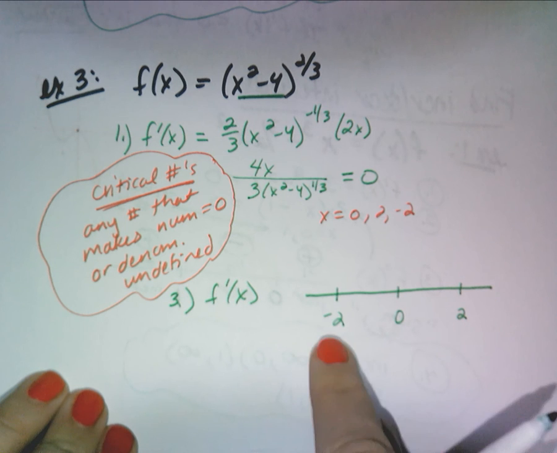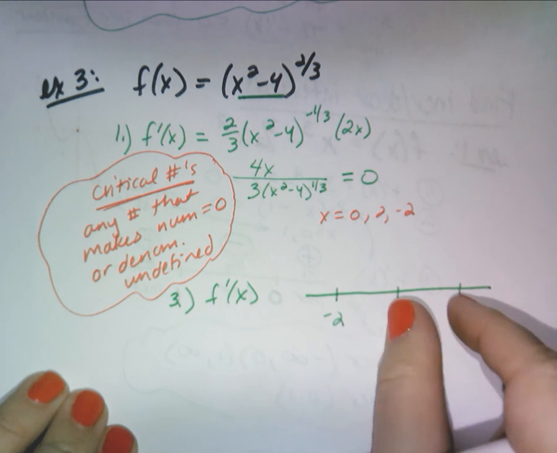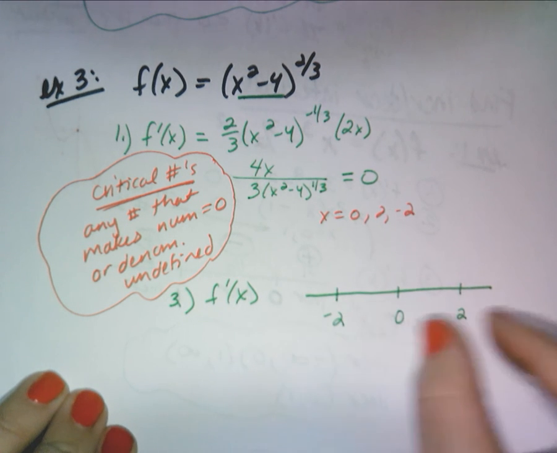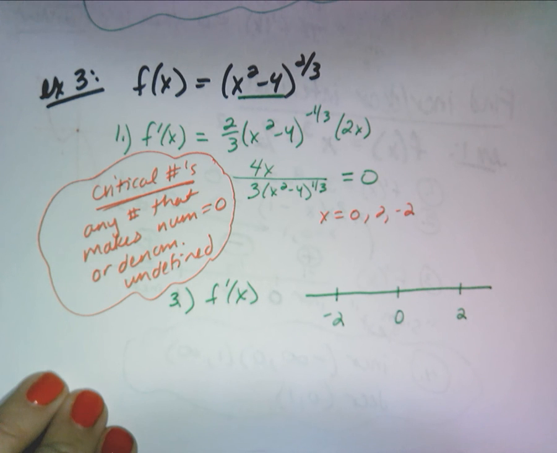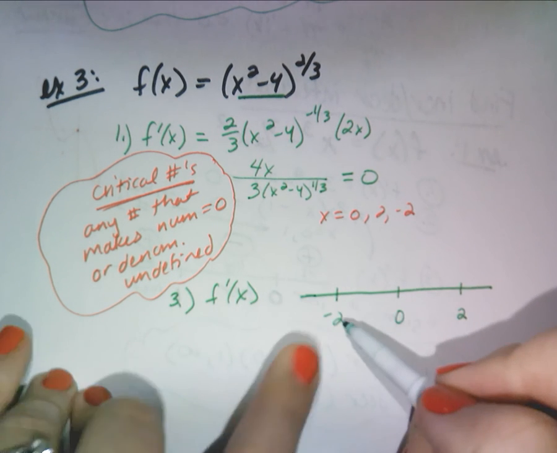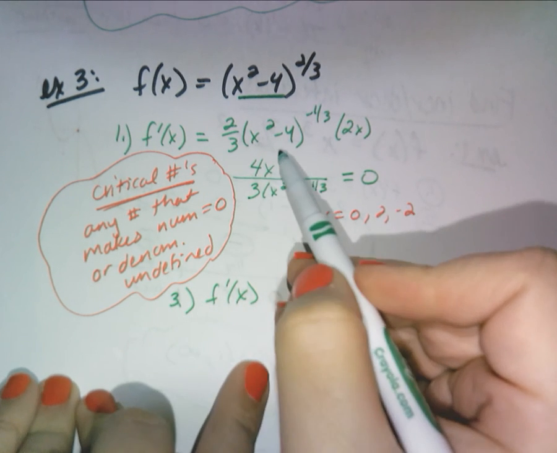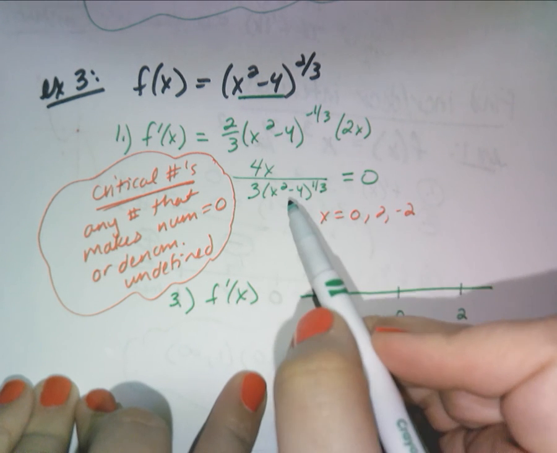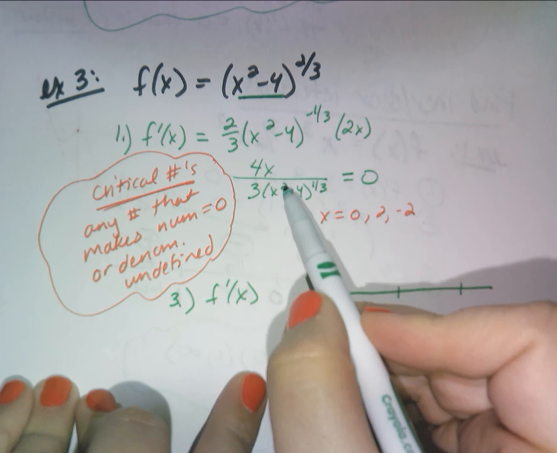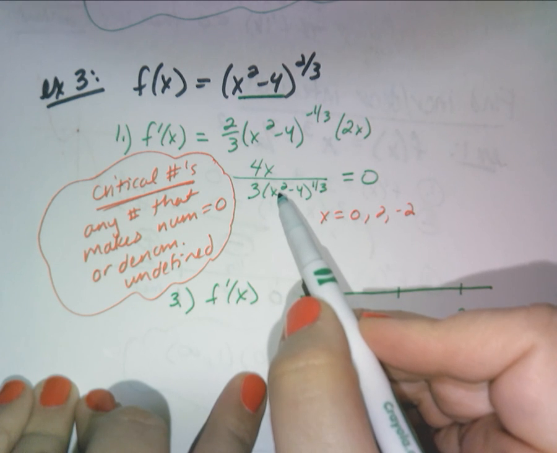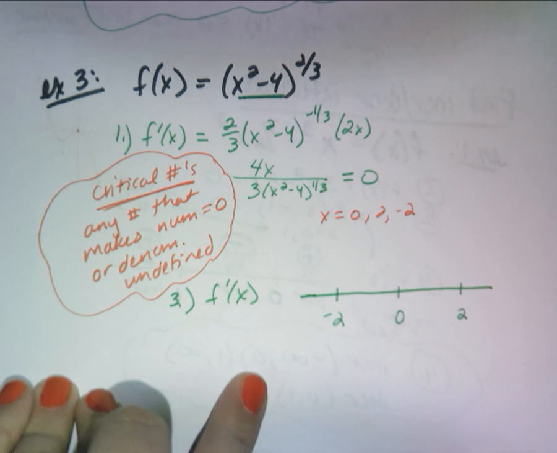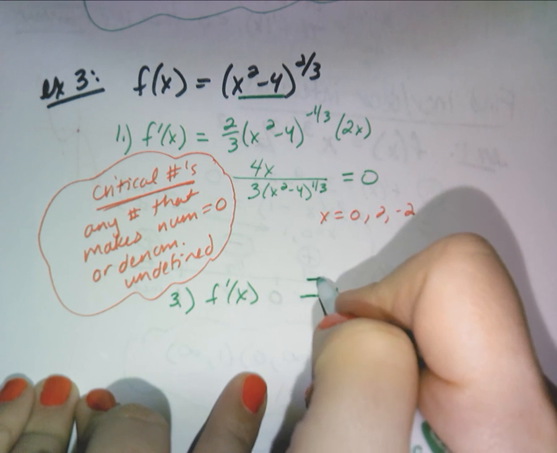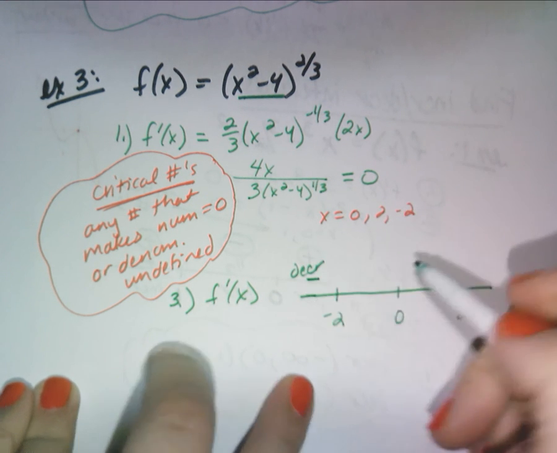Okay, so now I actually have 1, 2, 3, 4 zones to test. Let's pick a number that comes before -2, so -3. My top would be negative, agreed? If -3, my bottom, -3 squared is 9, and 9 minus 4 is a positive number, agreed? So negative divided by positive is negative, which means I'm decreasing.